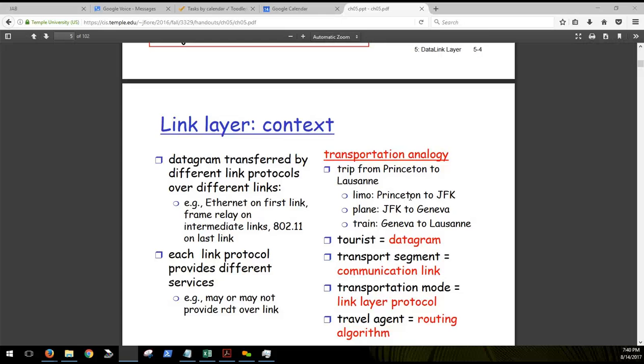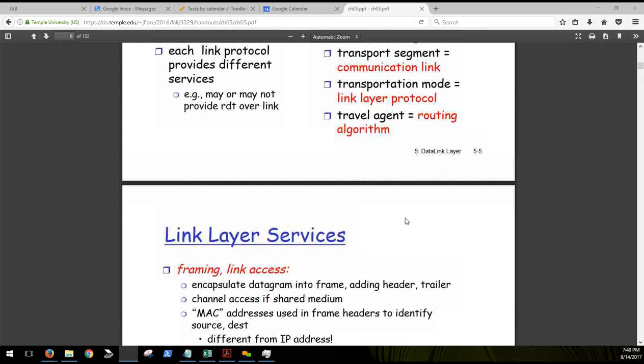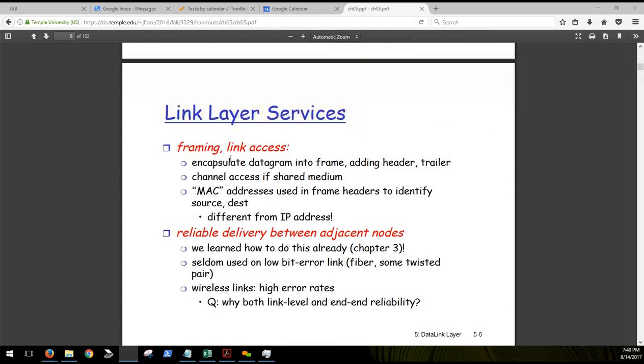Okay, so framing and link access. When we talk about framing, we're basically talking about taking data that is coming down from layer number 3, which is, you tell me what layer number 3 is. No, layer number 2 is the data link layer. What is layer number 3?